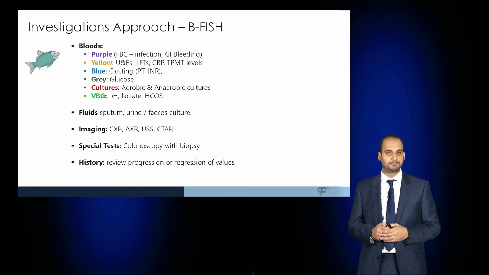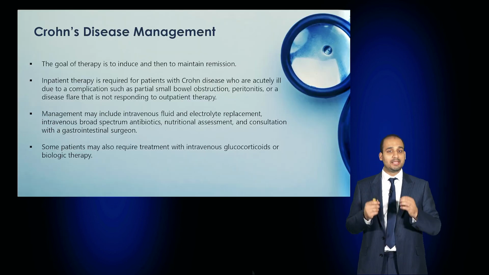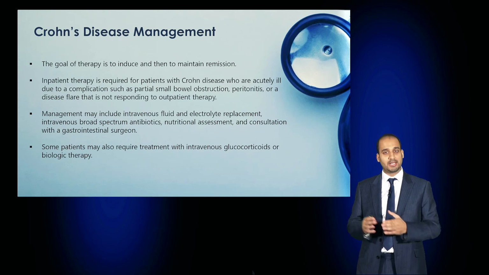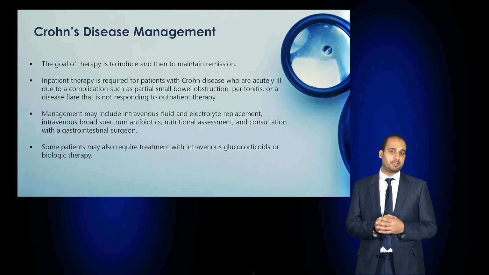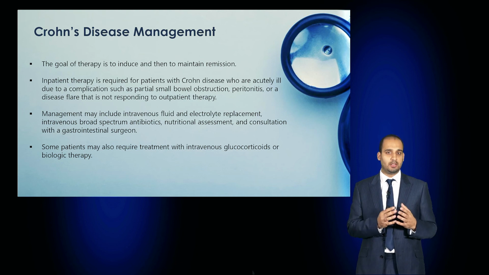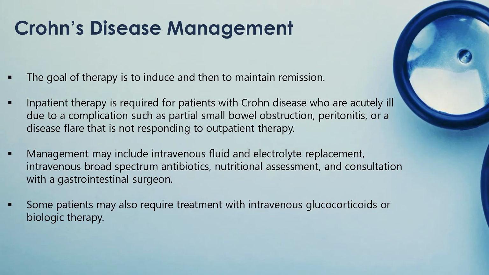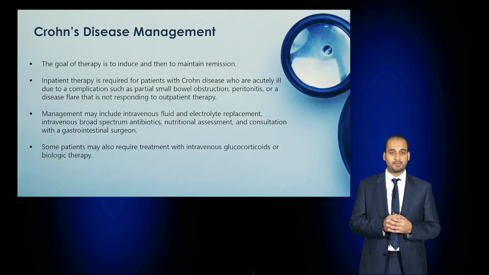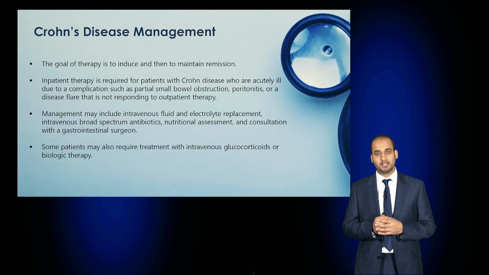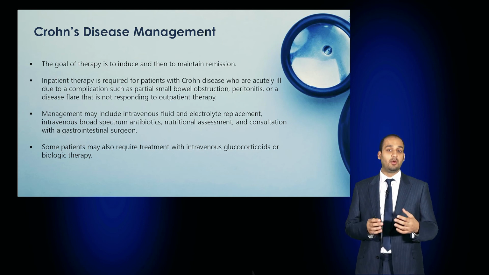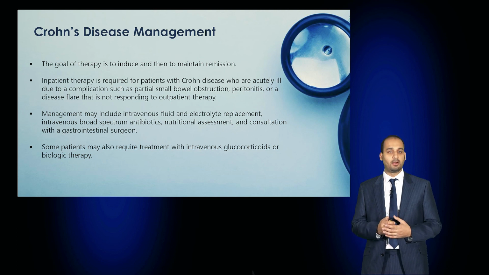Crohn's disease, the main aim is to induce remission and then maintain remission. Inpatient therapy is required for those patients who are acutely unwell if they've developed a complication such as small bowel obstruction or peritonitis, or a disease flare that's not responding to outpatient therapy. And patients are treated with intravenous fluids, electrolytes are replaced, they may require intravenous antibiotics, nutritional support, and involvement from the gastroenterologist and the gastrointestinal surgeons. Patients may be treated with intravenous steroids or biologic therapies.